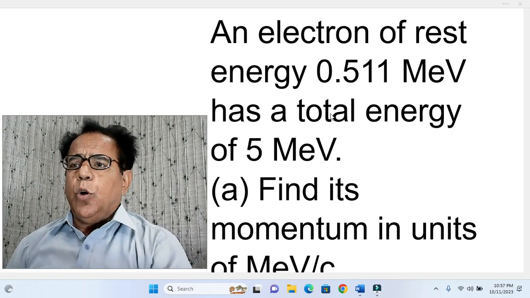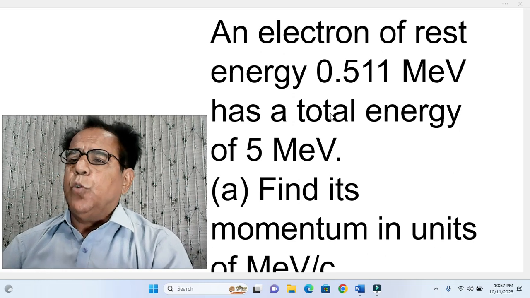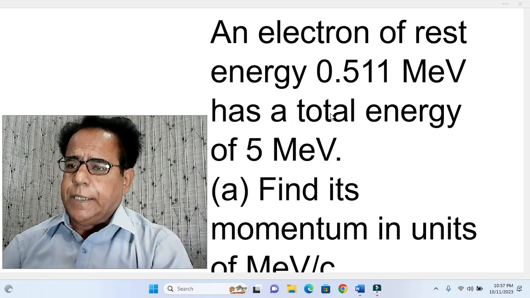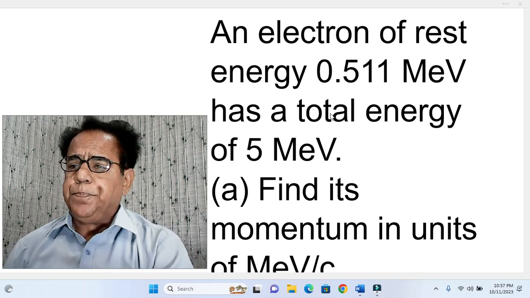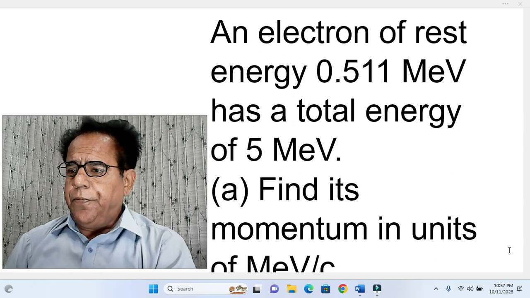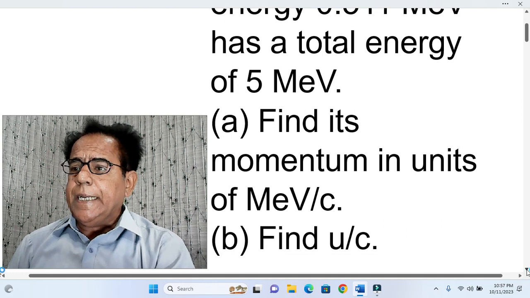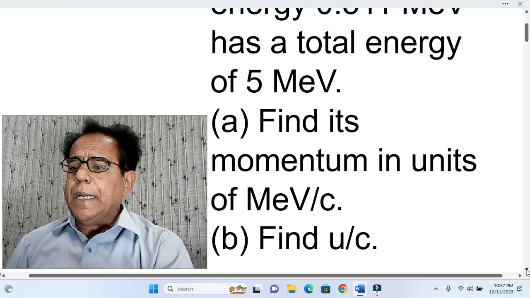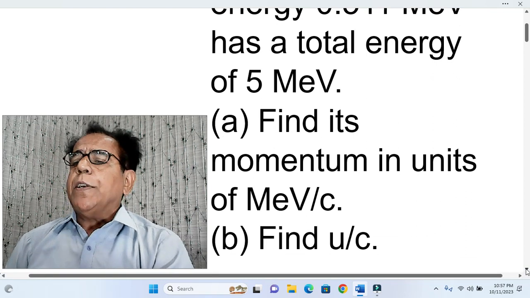An electron of rest energy 0.511 million electron volt, million meaning 10 to the power 6, has a total energy of 5 million electron volt. Find its momentum in units of million electron volt over c, speed of light. Part B is find u over c. What is u over c?